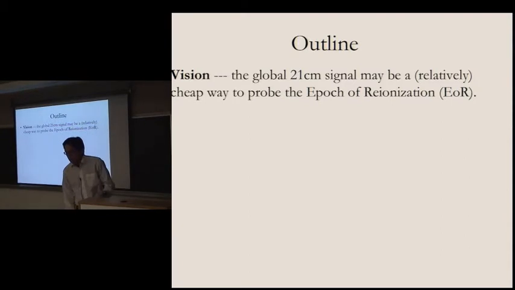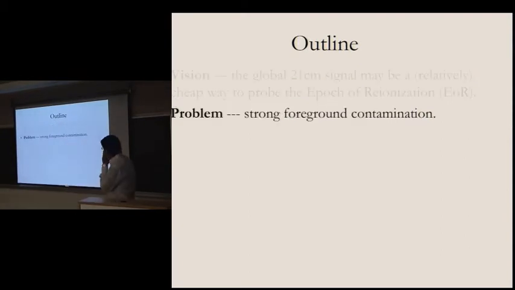But, and there's always a but, there's a problem. There's very strong foreground contamination, right? You go out there with a dipole, like EDGES, and you make this measurement, you are not going to see the curve I sketched out. You are going to see the galaxy. Okay? For instance, our galaxy, we know, has a very strong synchrotron emission, right? And you are going to see that.